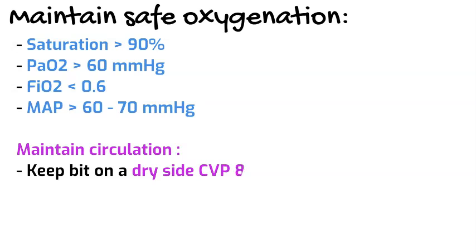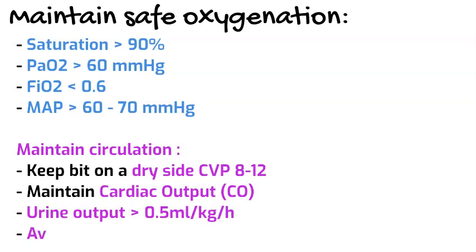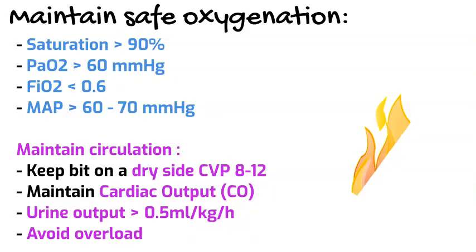Maintain circulation. Keep patient on a dry side with CVP around 8 to 12. Maintain cardiac output, CO. Urine output more than 0.5 ml per kg per hour and avoid overload. The methods: mechanical ventilation.